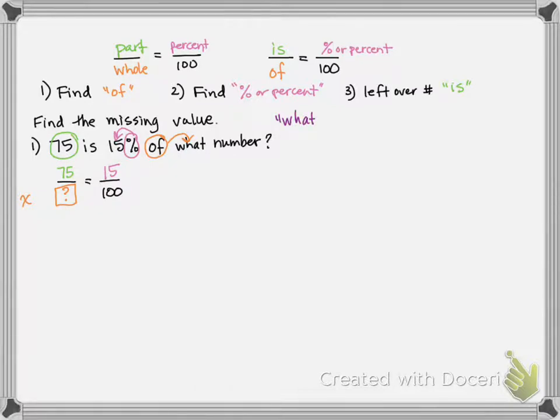What means the unknown or missing number. Because it isn't just what, it's usually what number, what number, what number, what number. So I'm going to actually extend that just a wee bit. And I'm going to say, what number?